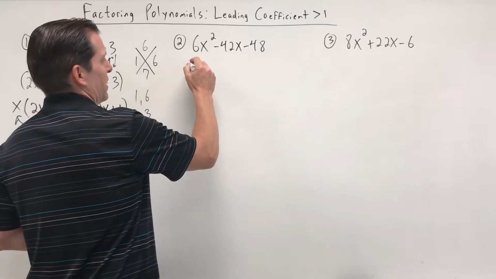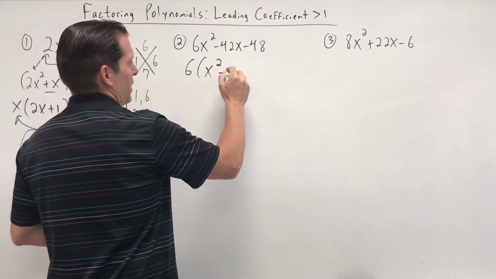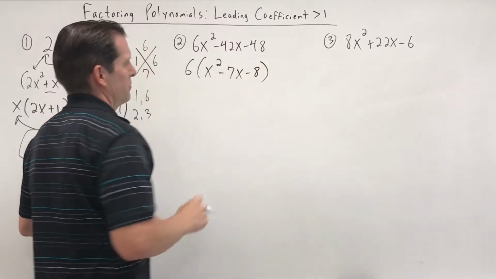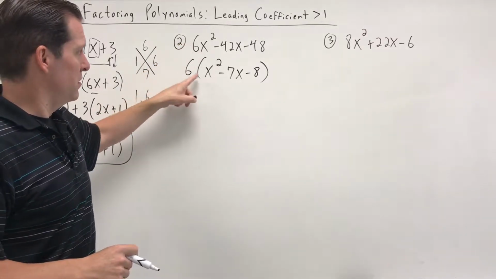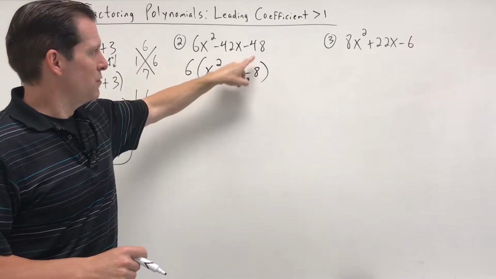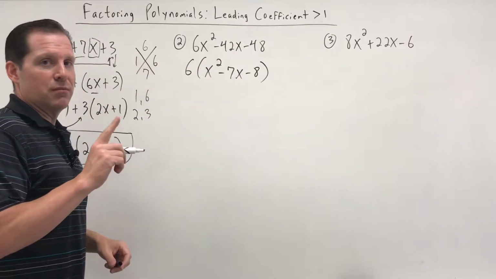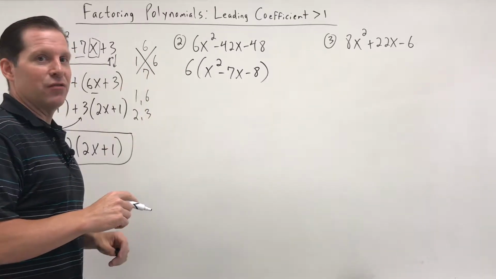So I'm going to go ahead and take out a 6. That leaves me with x squared minus 7x, and then minus 8. Again, this should be equivalent to this: 6 times x squared, 6 times negative 7x, and 6 times minus 8. So we're good. Now this is where students make the mistake. This kind of gets left off to the side and students forget about it.